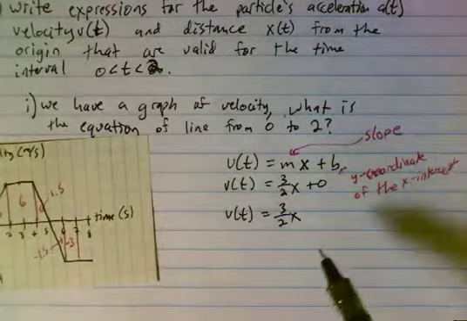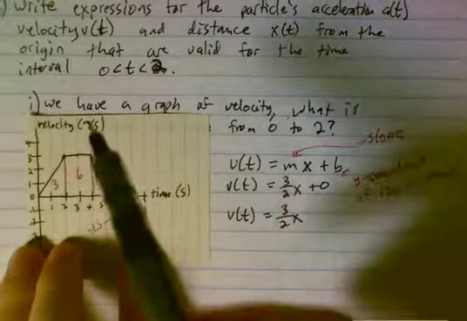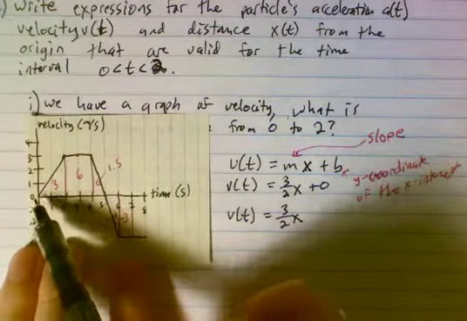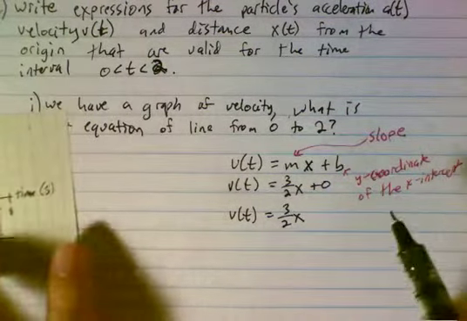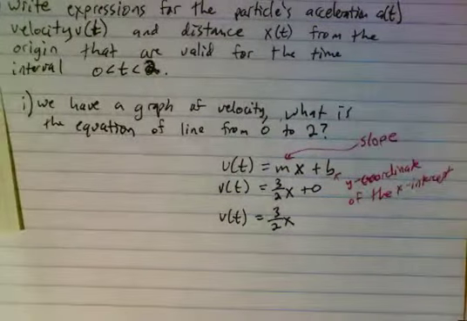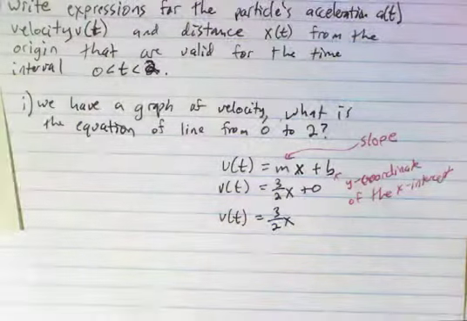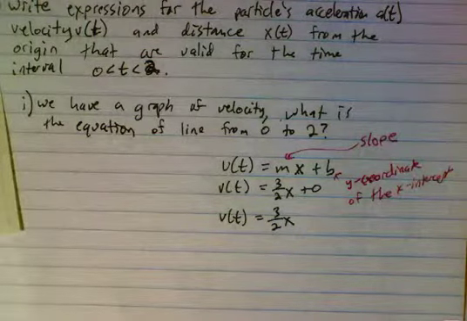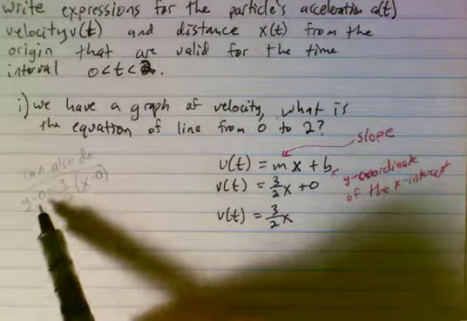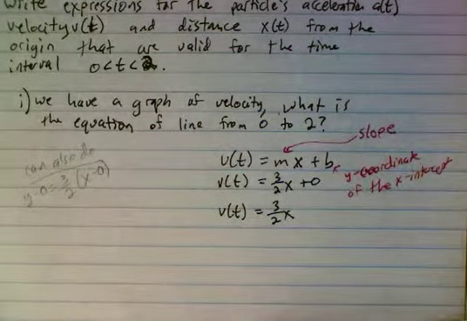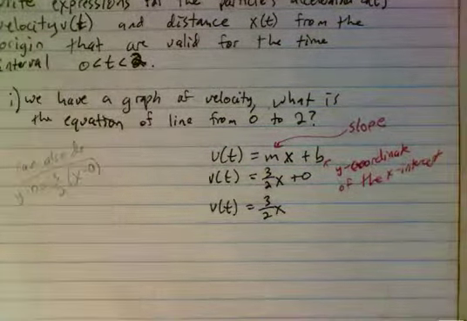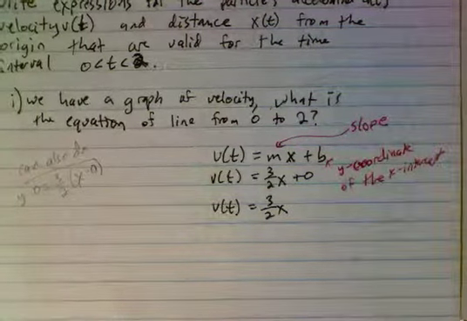I could also have done this by observing that there was a point right here, and doing it with the formula that looks like this. y minus 0 equals 3 halves, x minus 0, and it ends up giving you the same thing. Just make sure you substitute the v of t, which is what we're looking for, in for that y.